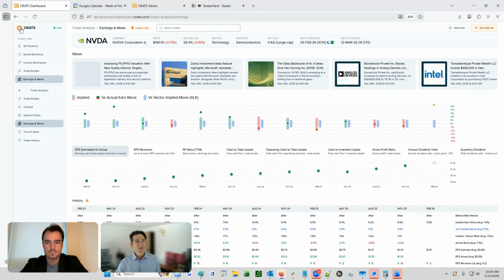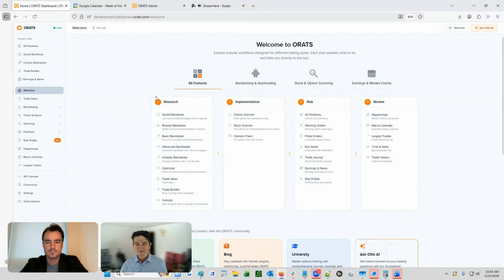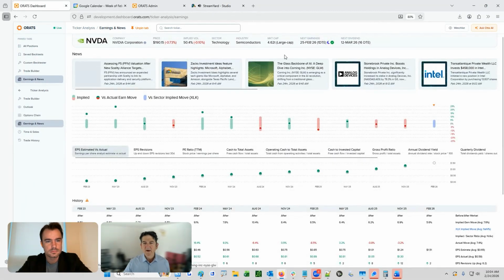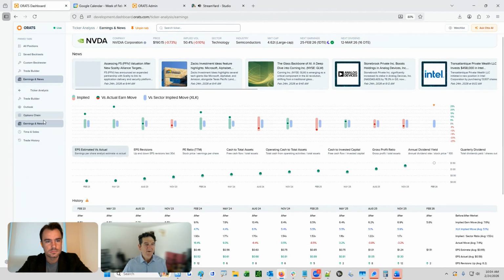I always start here. We have research, implementation, risk, and review. We've gone over a lot of these in past videos, but this is a new way to look for things here. So it's exciting to have it. Earnings and news is under the risk tab, and so that's how you get to it that way too.